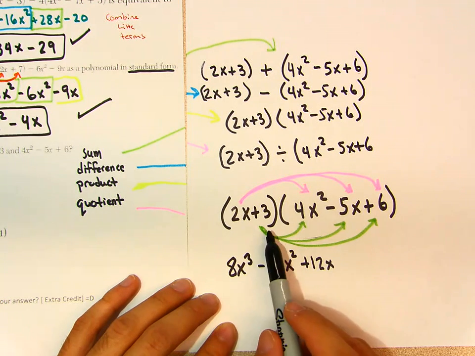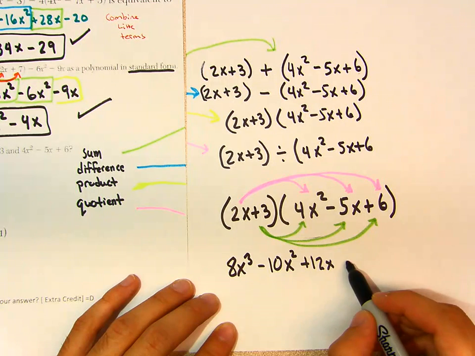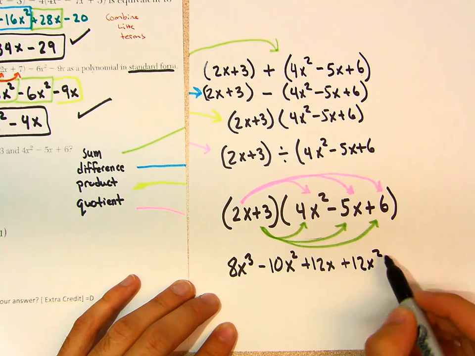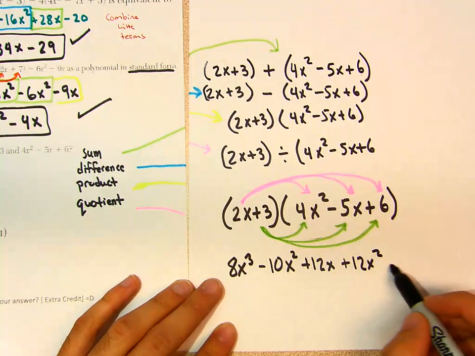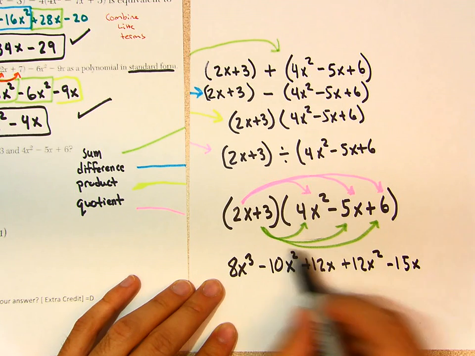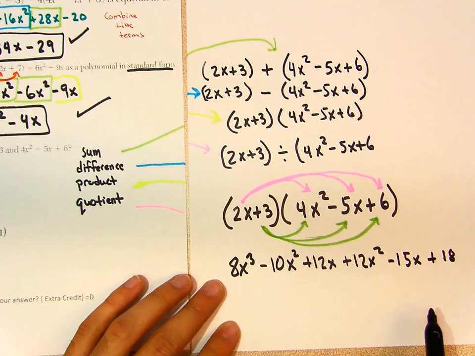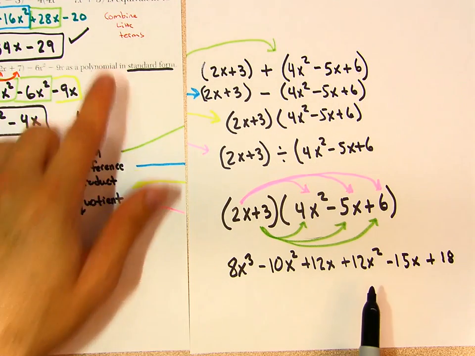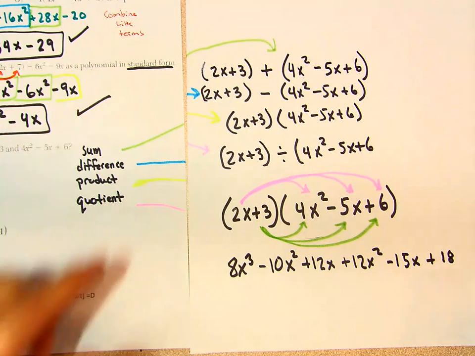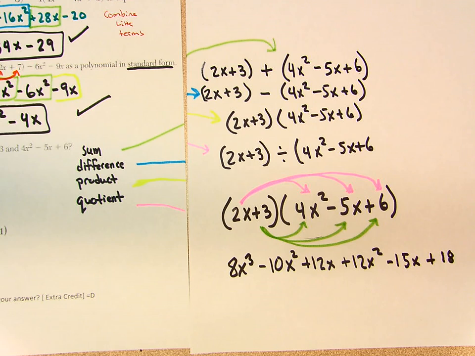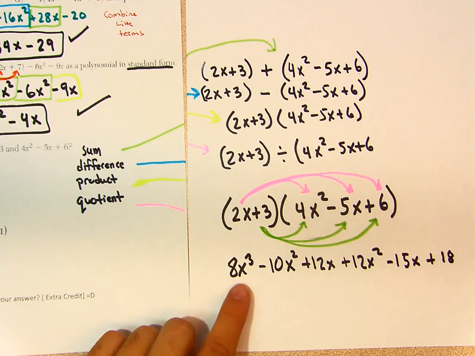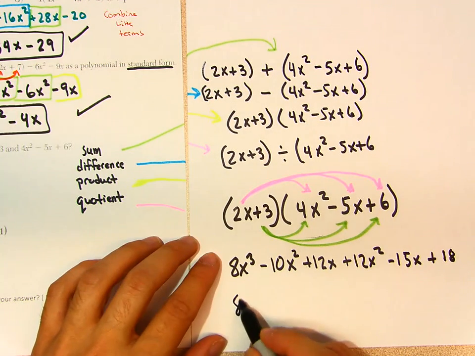Now with the green, with the 3. 3 times 4x squared is 12x squared. 3 times minus 5x is negative 15x. 3 times positive 6 is positive 18, right? Once you have all this, same idea, right? Combine like terms. So pause the video, try and do it by yourself. But which one goes first is this 8x cubed, right?